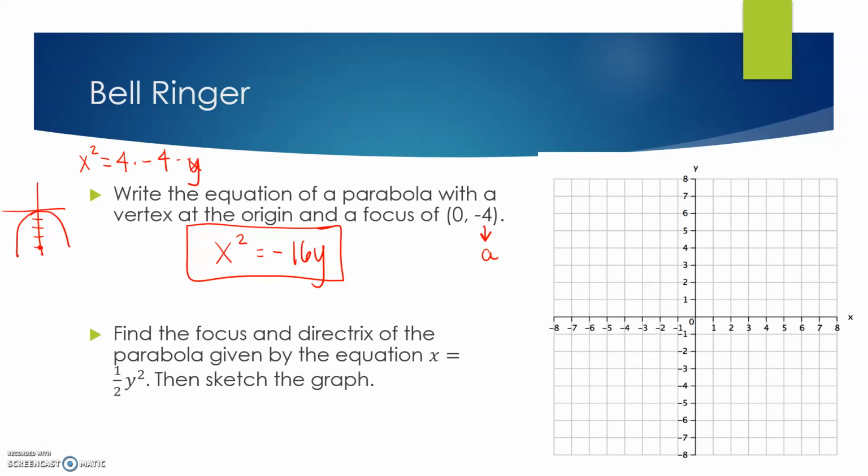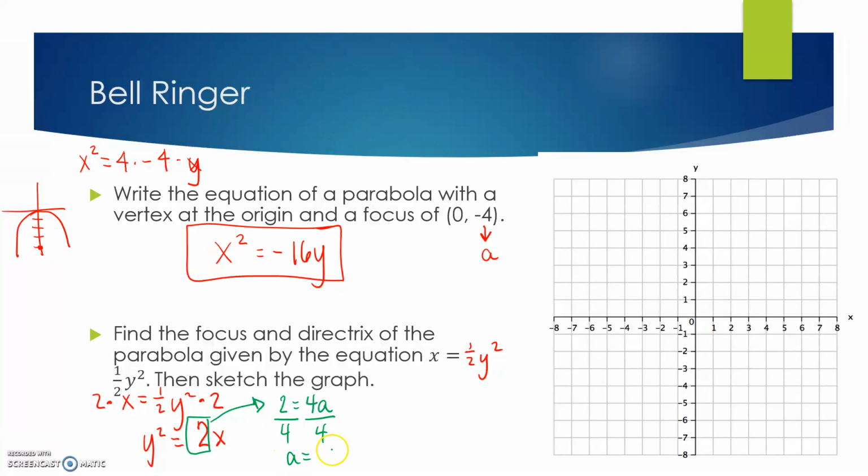For the second one, it says find the focus and directrix of the parabola given by the equation x equals 1/2 y squared. Then sketch the graph. I want the y squared to be by itself, so I'm going to divide by 1/2 or multiply by 2. And I'm going to get y squared equals 2x. To find the focus and directrix, I'm going to take the value that's in front of x and set it equal to 4 times a. Divide by 4. And a is going to be 1/2.